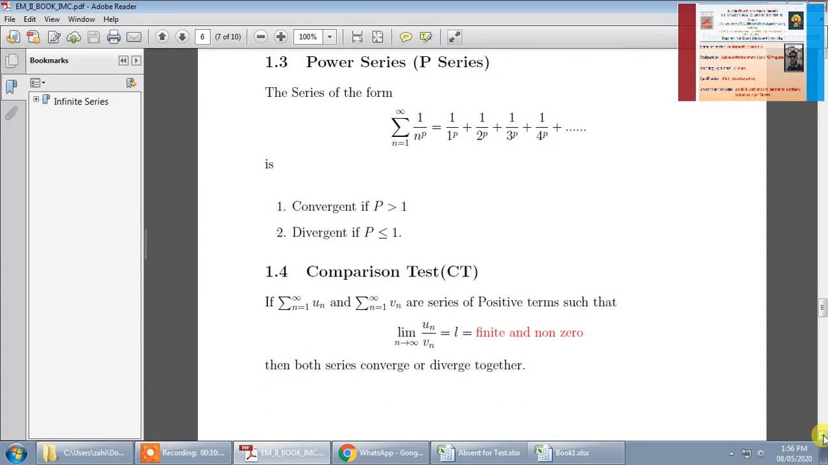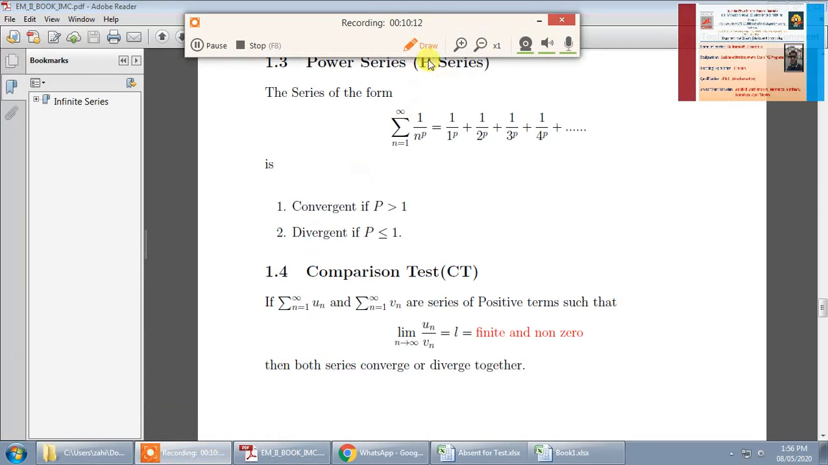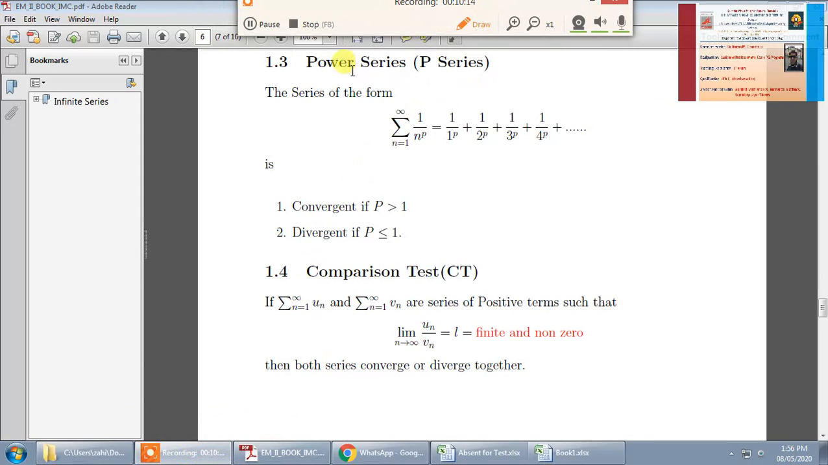Okay, so what is a p-series? Now we have started with your test, so let us discuss the p-series. What is a p-series? It is called a power series. What is a power series? The series of the form, if you have a series of the form, which form?